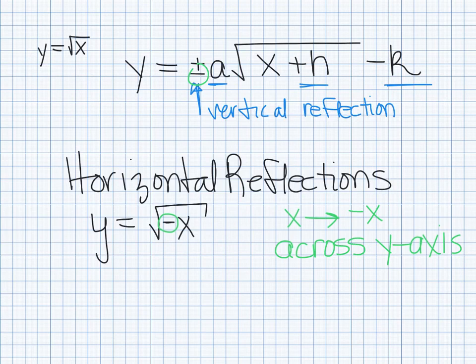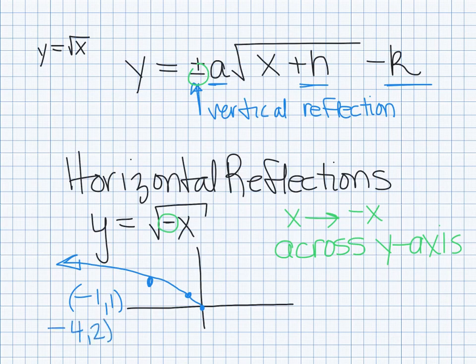So what does it look like? Let me make sure we're appreciating this. When I draw this graph, I still have 0, 0, because a negative sign doesn't affect it. But then I'm going to go to the left, like so. And the 1, 1 point is going this direction, so it's actually negative 1, 1 now. And same with the 4, 2 point, 1, 2, 3, 4. It was close. Negative 4, 2 point. Okay? So that's a horizontal reflection.